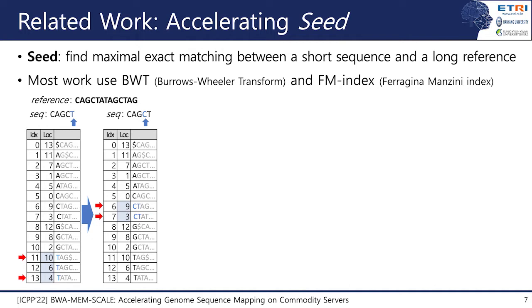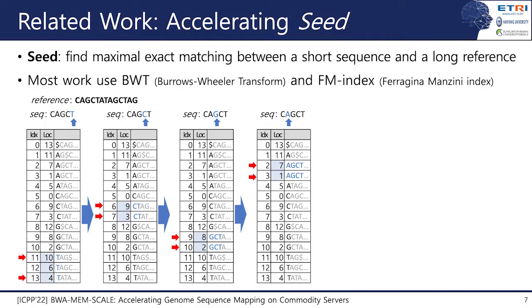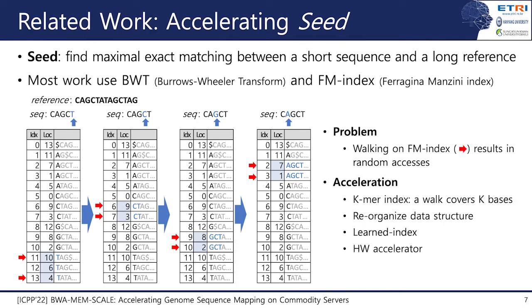Again, the algorithm accesses the first and last entries of the range. Again, the red arrows point to the accessed entries. Then, with accessed entries, the algorithm can find the entries of G that are followed by C and T. And 2 entries are accessed, and the algorithm finds the entries of A that are followed by G, C, and T. The main performance bottleneck of FM index algorithm is the random memory access caused by working on the index.